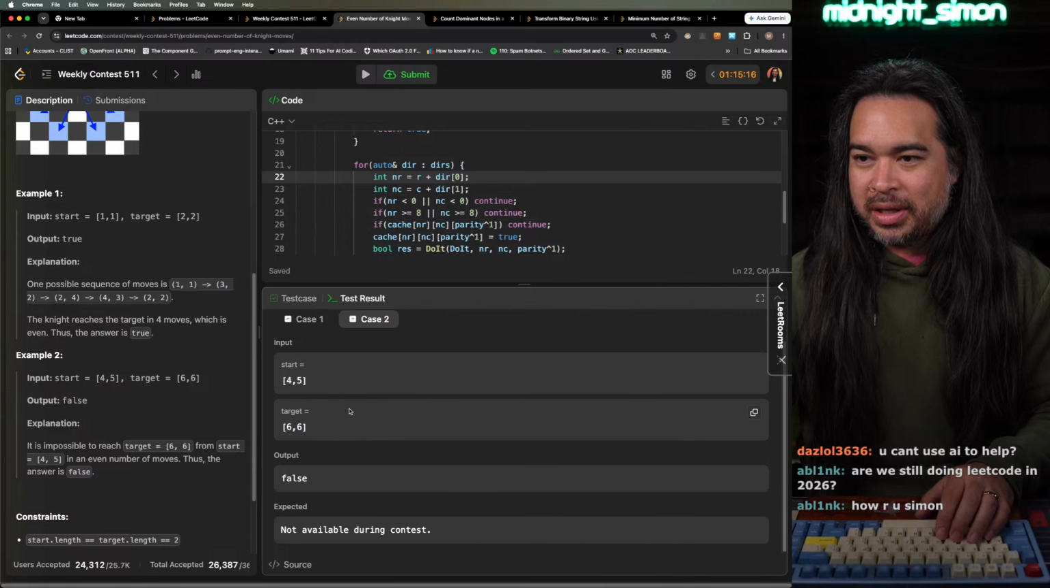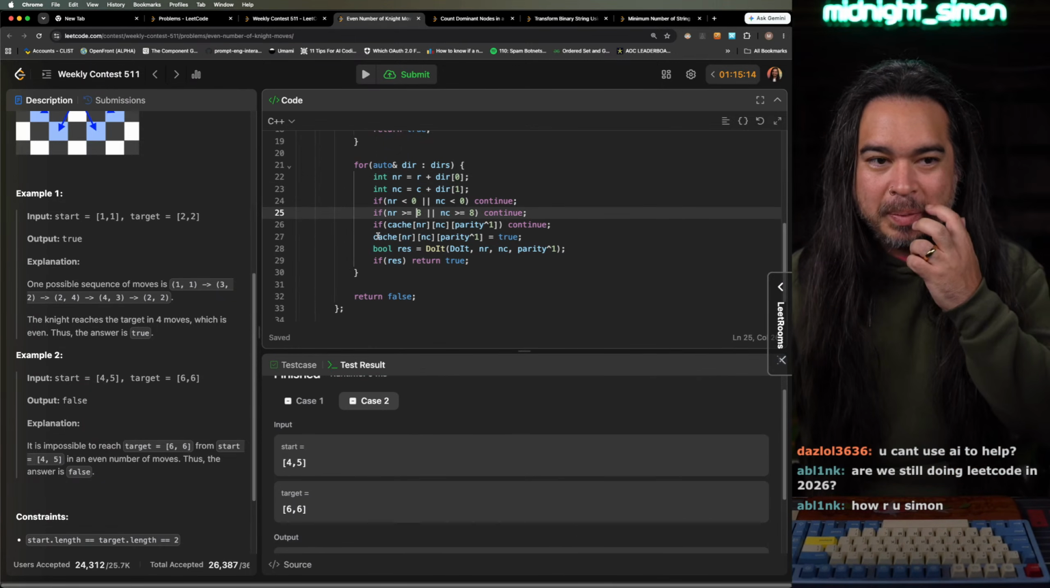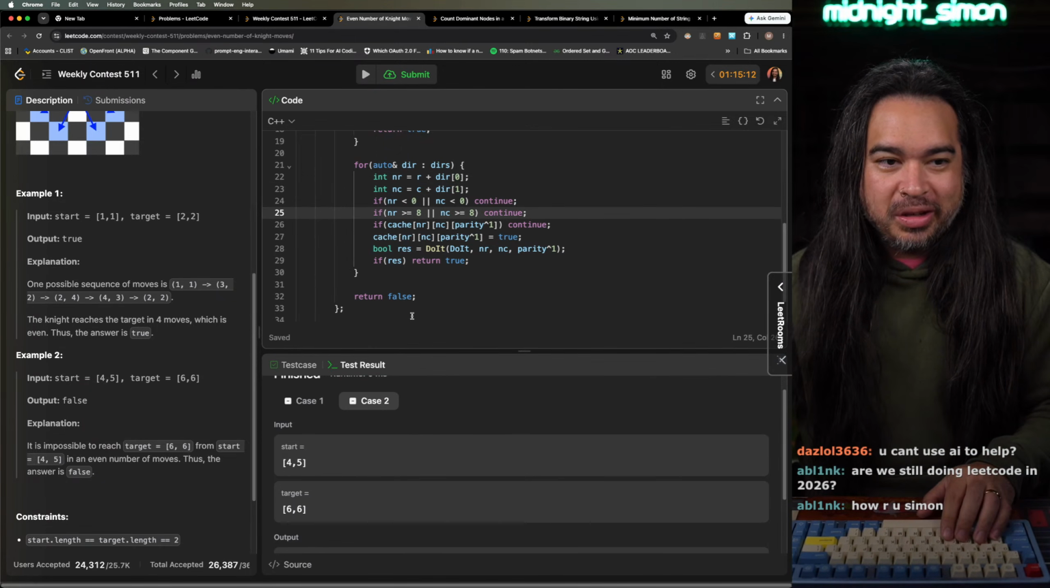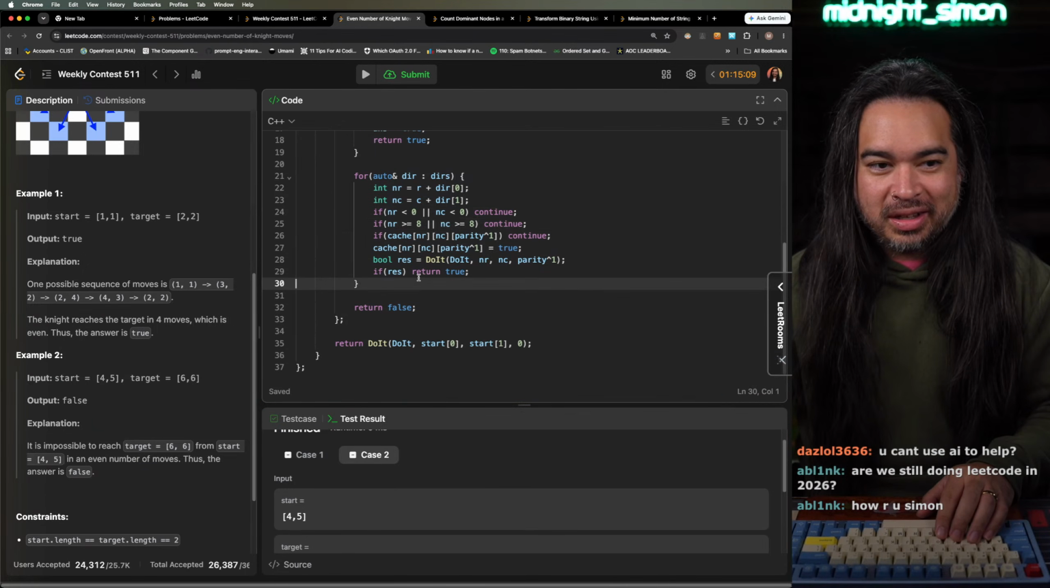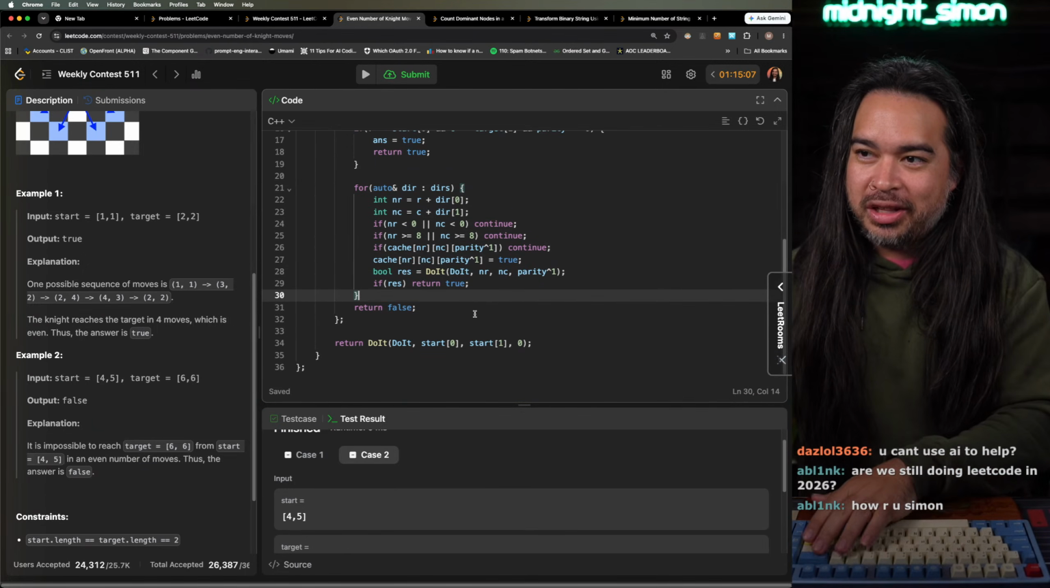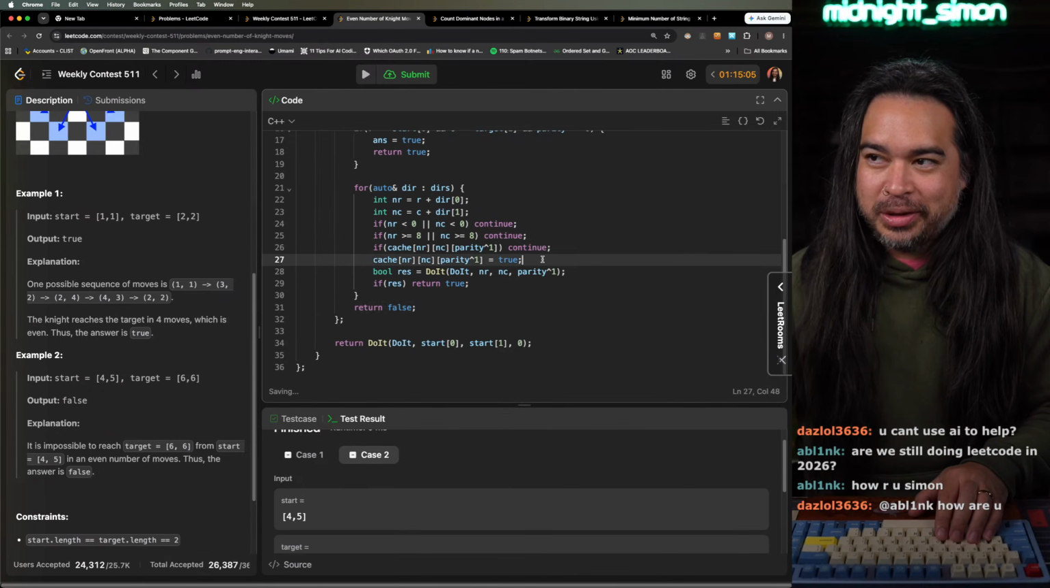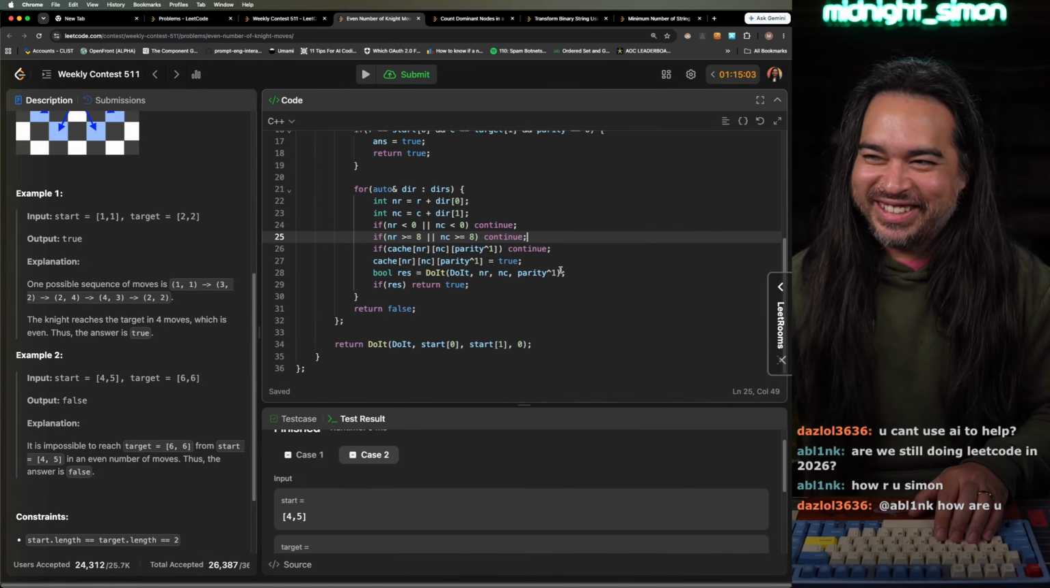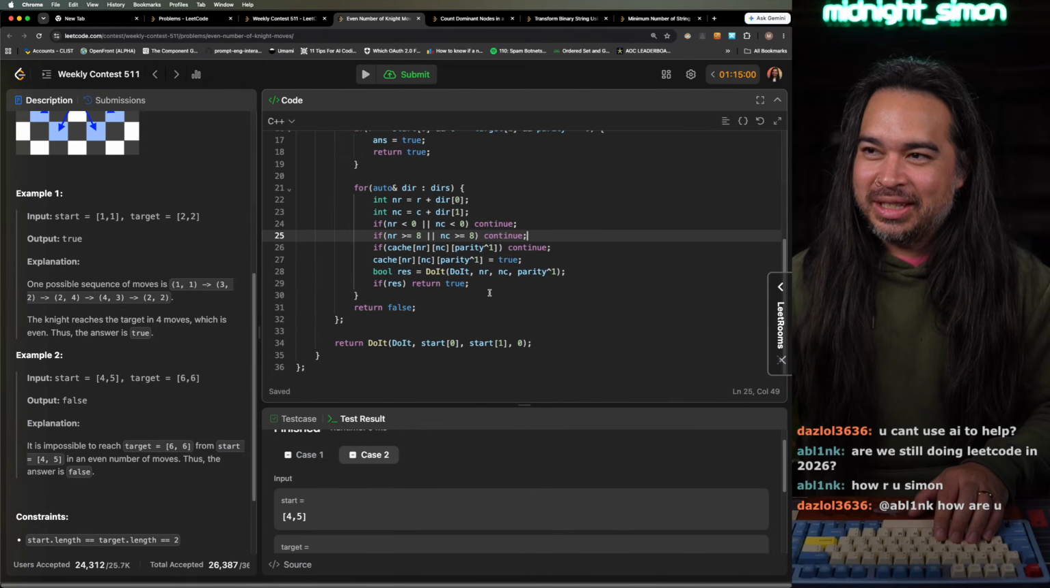It's too hard, man. False, false. What? Are we still doing LeetCode in 2026? It looks like we are, man. How am I doing? I'm doing LeetCode. I'm chilling doing LeetCode.